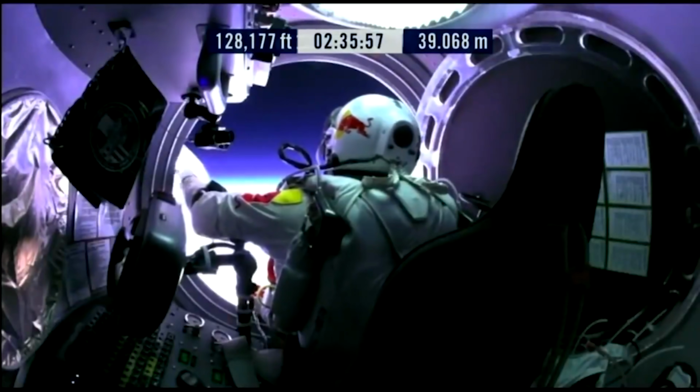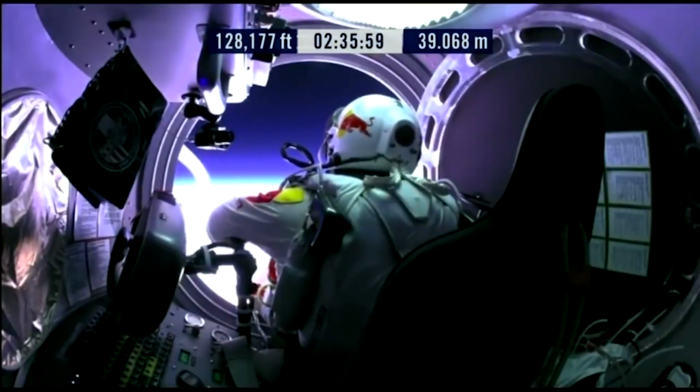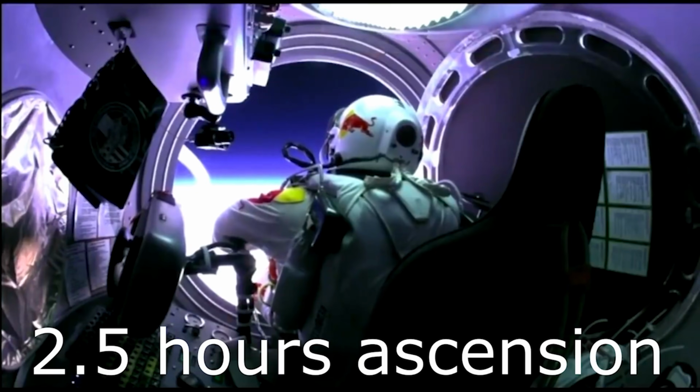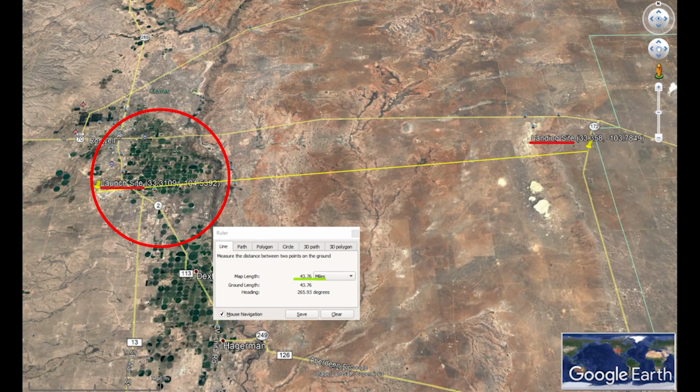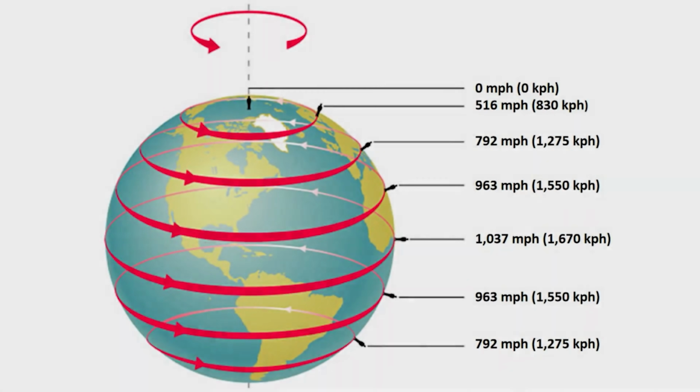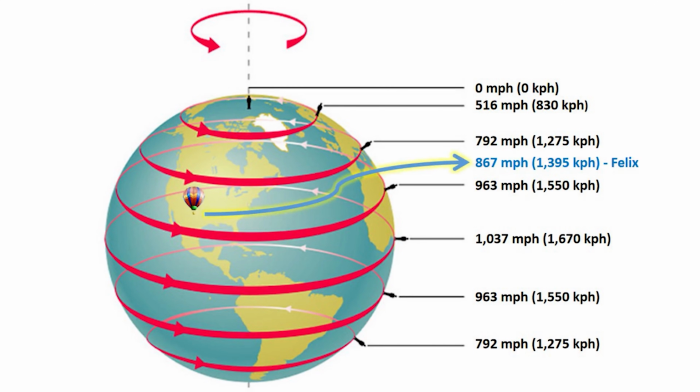On October 14th, 2012, Felix Baumgartner officially reached an altitude of over 128,000 feet. His ascension took approximately 2.5 hours. His launch site was here, and his landing site was here. He landed 44 miles east of his launch site. According to the globe model, at the equator, the ground is allegedly rotating at 1,037 miles per hour. At the 33rd latitude, where Felix was located, the Earth is supposedly rotating at 867 miles per hour.